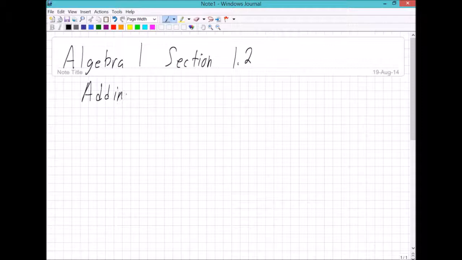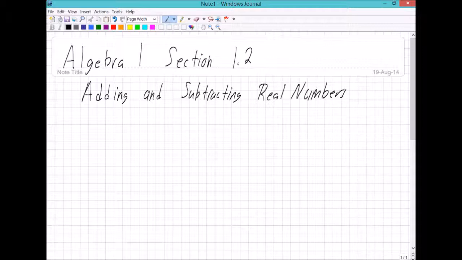So adding and subtracting real numbers. Now, by now you should know how to add and subtract, but we're going to throw a curveball your way. We're going to be looking at numbers that are not always positive integers. We're going to be looking at negative numbers.